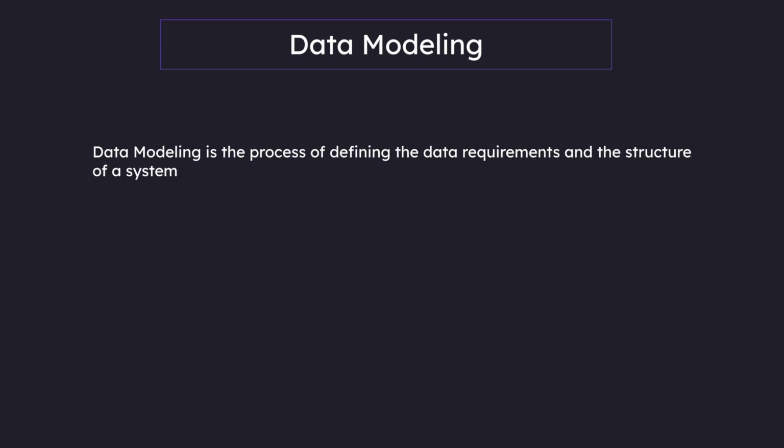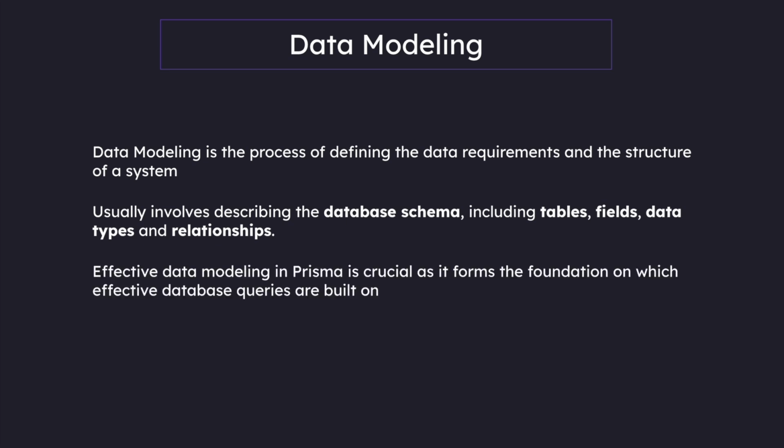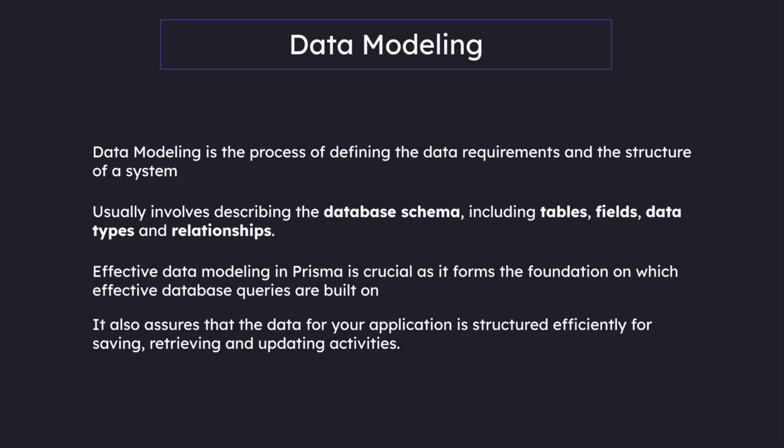Data modeling is the process of defining the data requirements and the structure of a system. It usually involves describing the database schema, including tables, fields, data types, and the relationships between them. Effective data modeling in Prisma is crucial as it forms the foundation on which effective database queries are built. It also assures that the data for your application is structured efficiently for saving, retrieving, and updating activities.